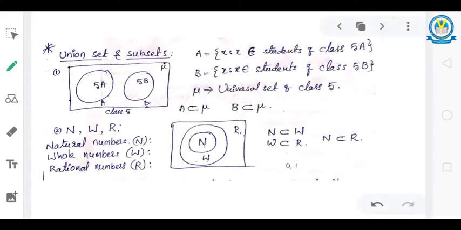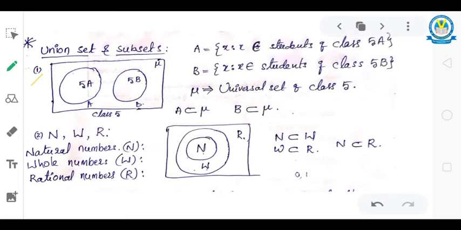In this class we will discuss 10th class mathematics, chapter number 2, Sets. Today's topic is Venn diagrams. Before going to explain the Venn diagram, I will explain this topic: representation of union set and subset. Observe the first diagram.